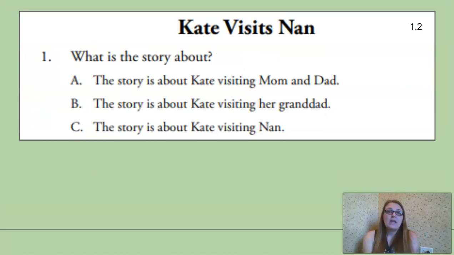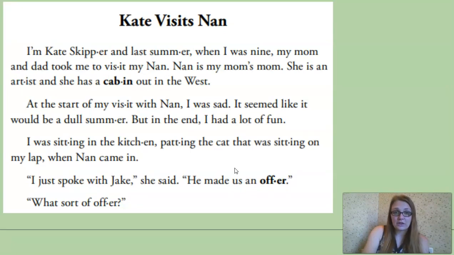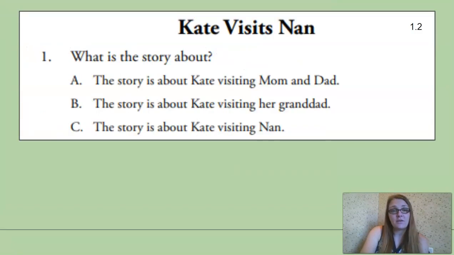All right. On the screen, you'll see one of the questions about the story, Kate Visits Nan. We're going to work on one question together, and the rest of the questions you will finish on your own. So question number 1, what is the story about? Now, when we answer these questions, it's going to give you 3 choices. Make sure you read all of the choices before you pick. And if you're not sure, go back and look at the story and reread a part of it if you have to make sure you're getting the right answer.